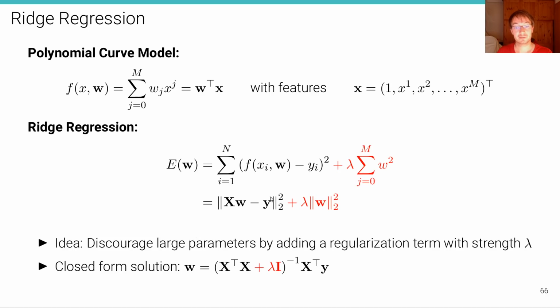And this problem is also quadratic in W. You can see that on both sides here, we have an expression that's quadratic in W, which means we also have a closed form solution to it. And this is what you can see here at the bottom, again in red, the changes to before. We simply add this lambda times the identity matrix to this X^T X term here.